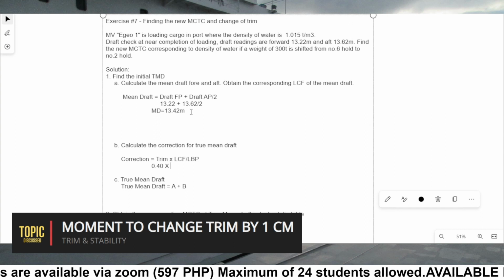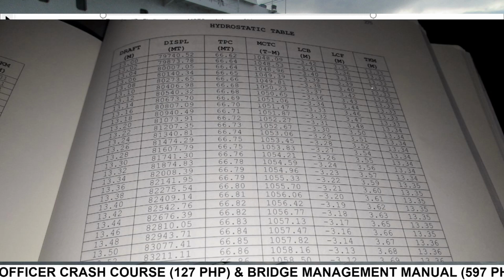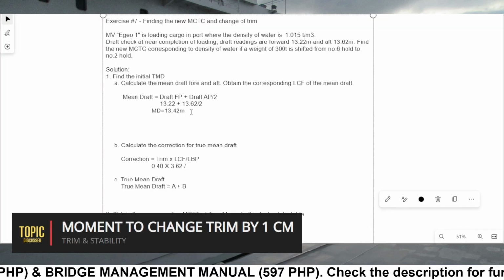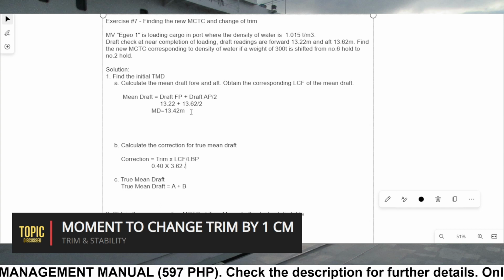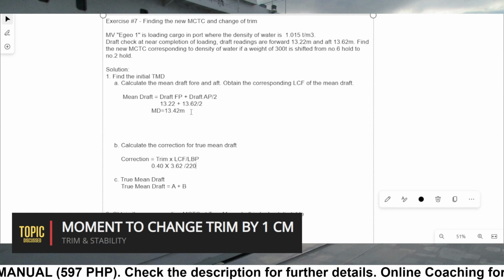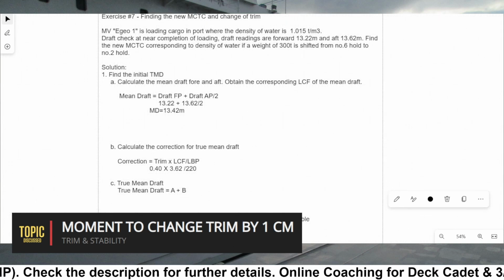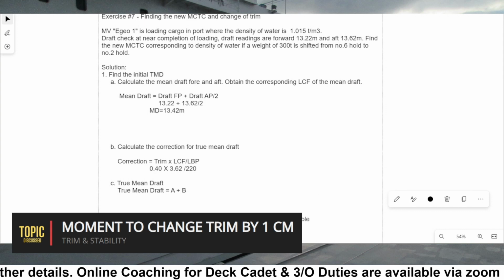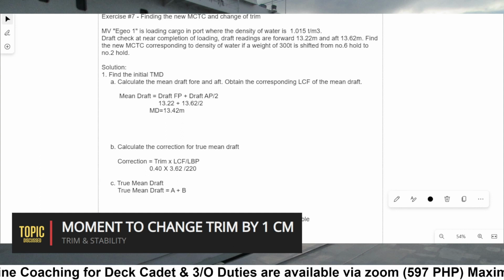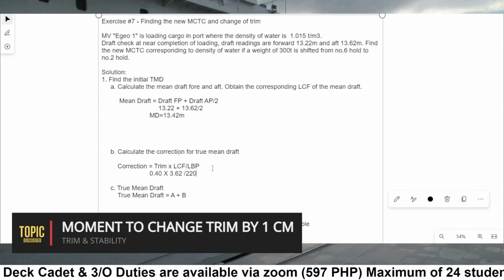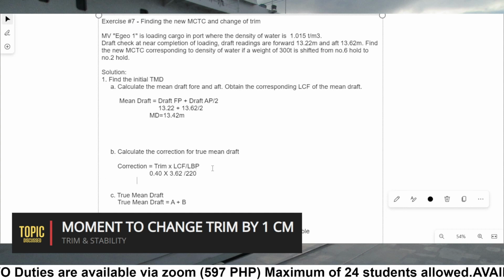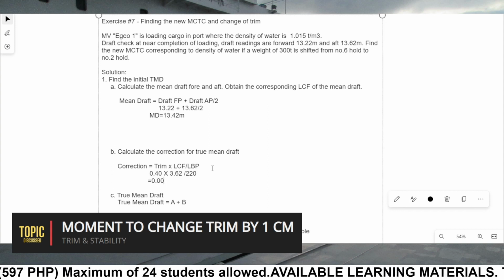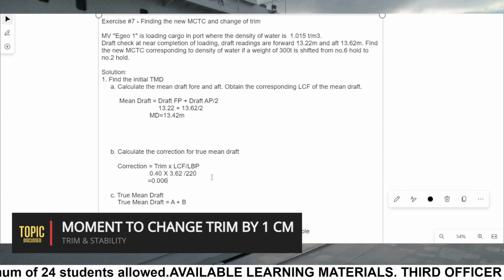Okay, the LCF for mean draft 13.42 is 3.62, divided by the LBP for MV Ageo 1, this is only an example, is 220. Okay, length between perpendiculars. So right now we are going to solve 0.4 multiplied by 3.62, divided by 220. So the correction for this is 0.006. Some people want to make it 0.007, but in this example, I would use 0.006.